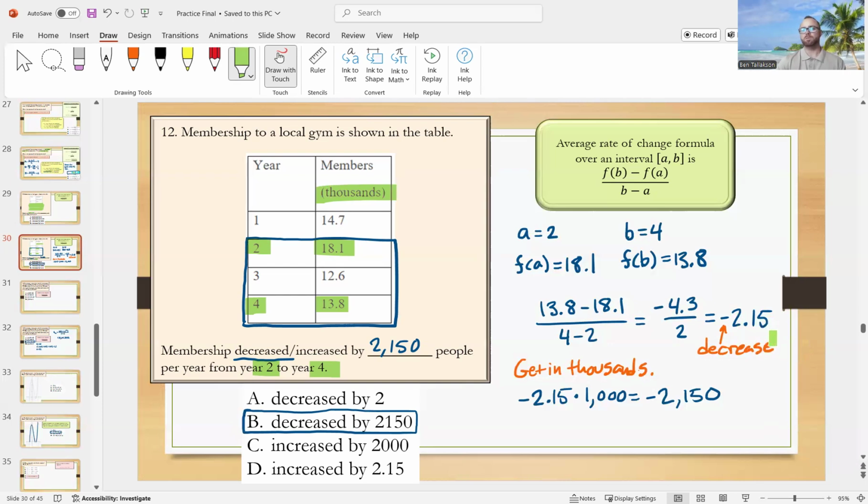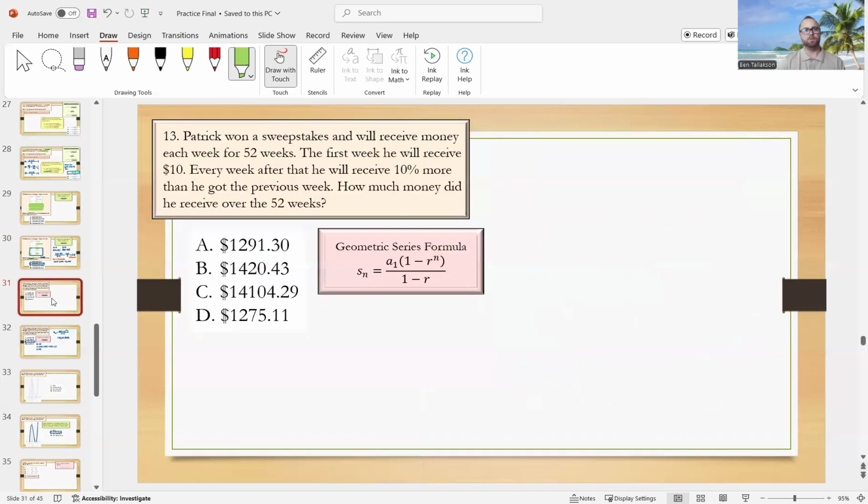We need to move that decimal place over 3 to get to negative 2,150. That's how many members they lost. They need to change something up to keep their business afloat.